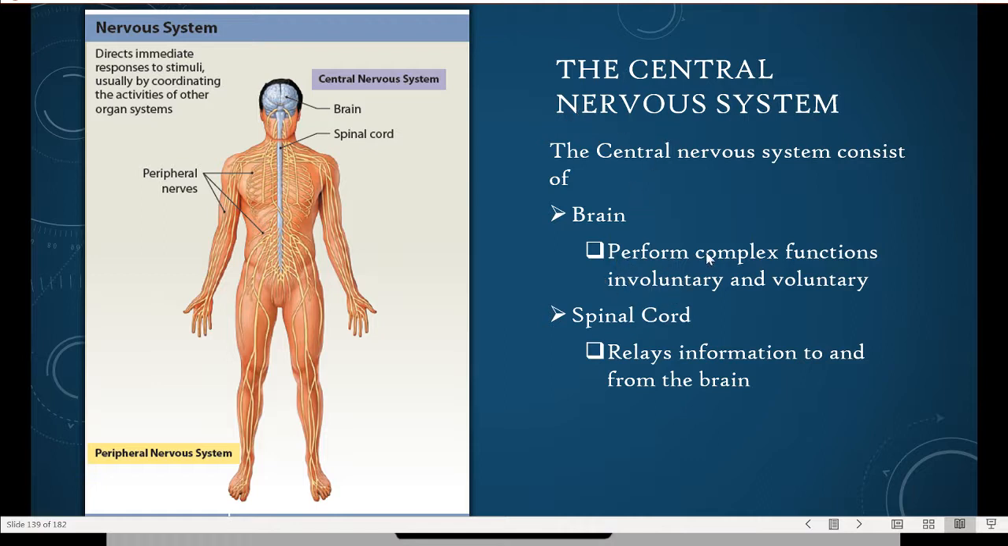The brain, of course, performs those complex functions, involuntary and voluntary. And remember, when we think of voluntary, we associate that with skeletal muscle, and involuntary with smooth and cardiac muscle. And then we have the spinal cord, which is basically the highway that helps the brain relay information to and receive information from the peripheral nervous system.